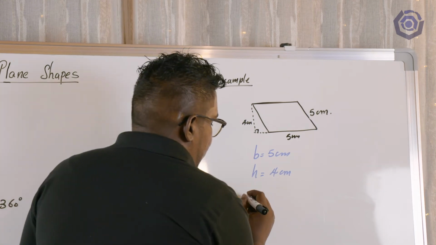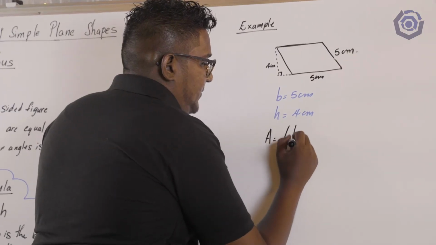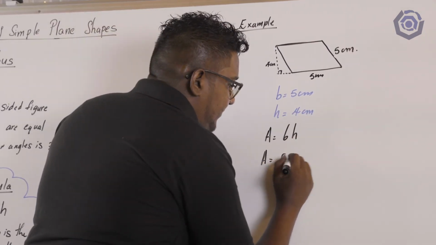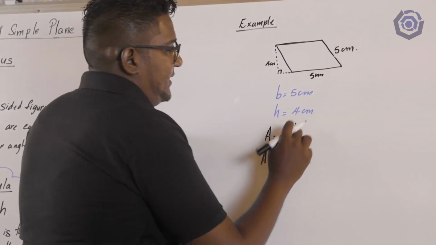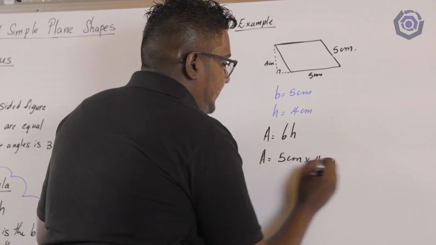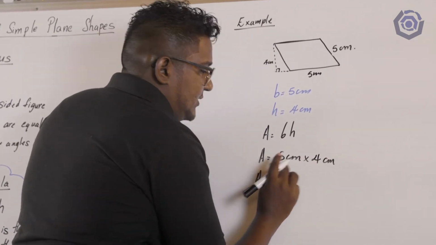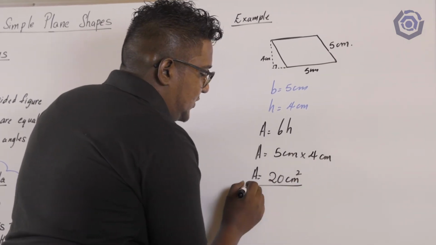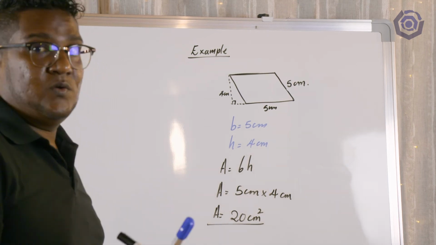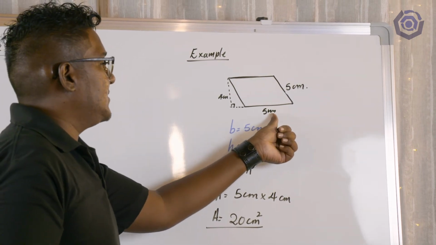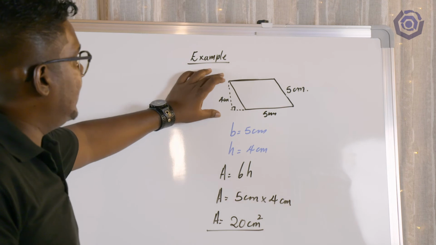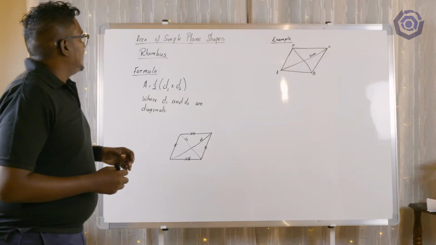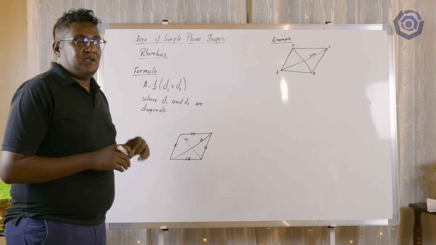Using the formula, we substitute. A is equal to BH. A is equal to B, which is 5 cm, multiplied by the height, which is 4 cm. A is equal to 5 times 4. That's going to give me 20 cm squared. This is the formula you use when you're given the base or the length of one side and the height. So we just looked at the first method of finding the area of a rhombus.